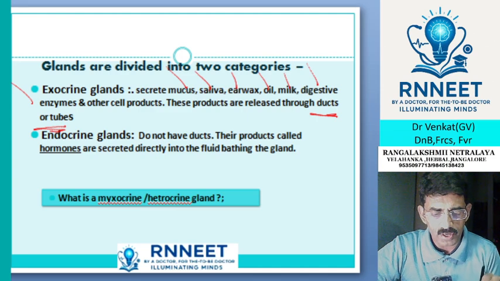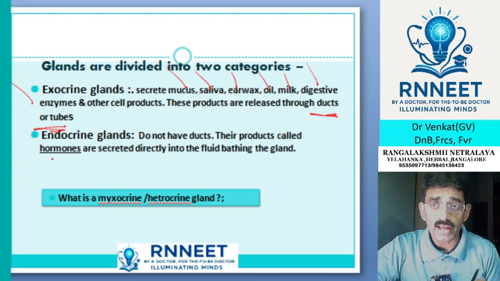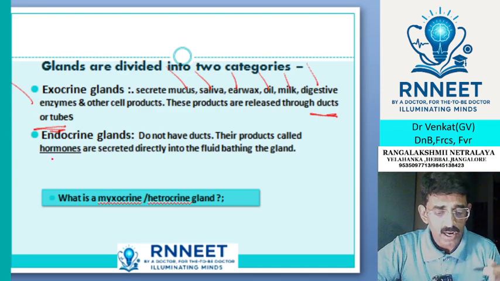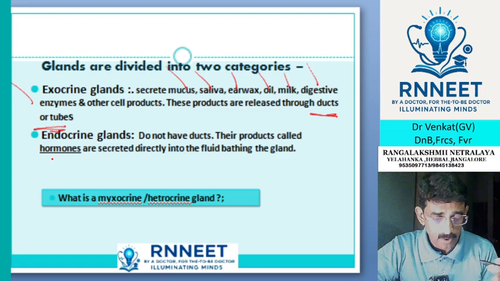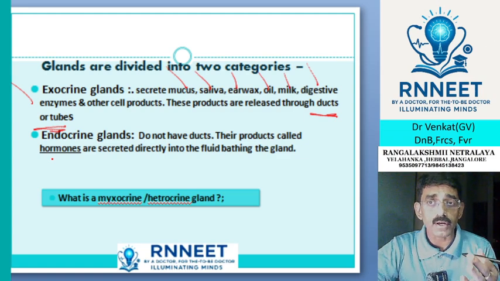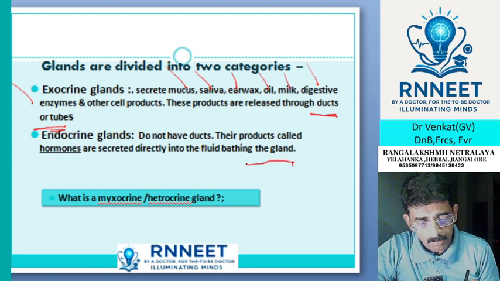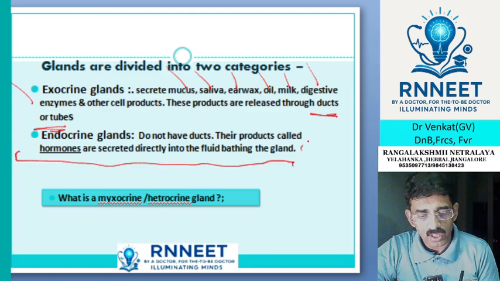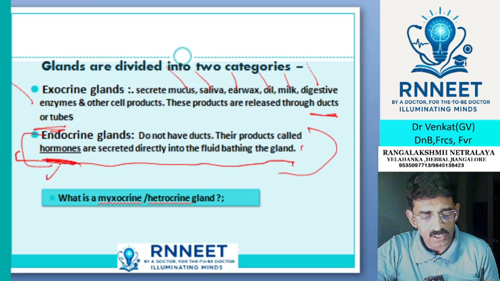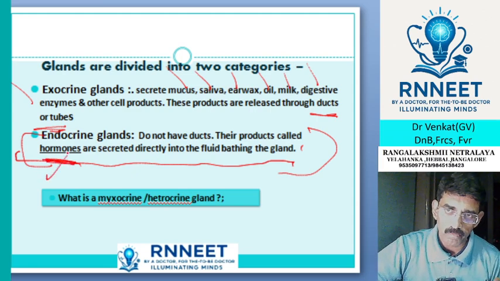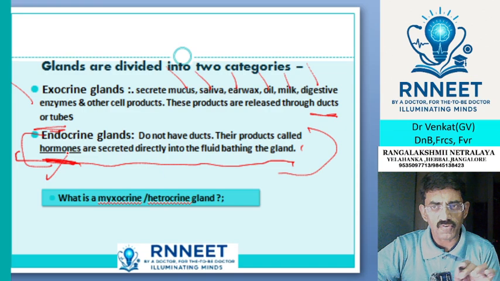In the other case, the secretion doesn't occur through ducts, but directly enters the blood, or enters a fluid without a duct, the fluid which is bathing the gland. Such a thing is called an endocrine gland, and their major function is hormones. So you have this basic difference between an exocrine and an endocrine gland.